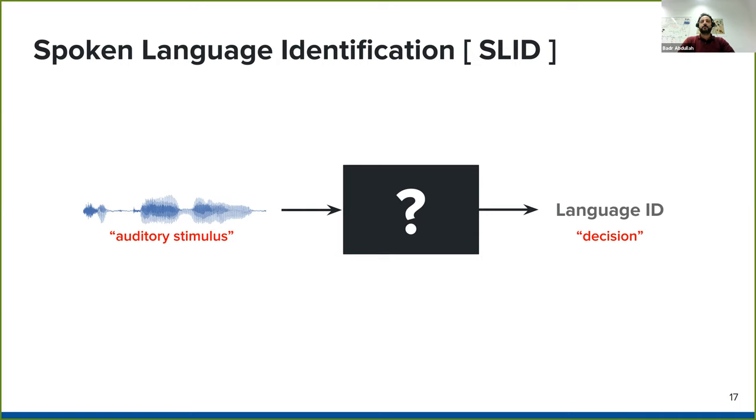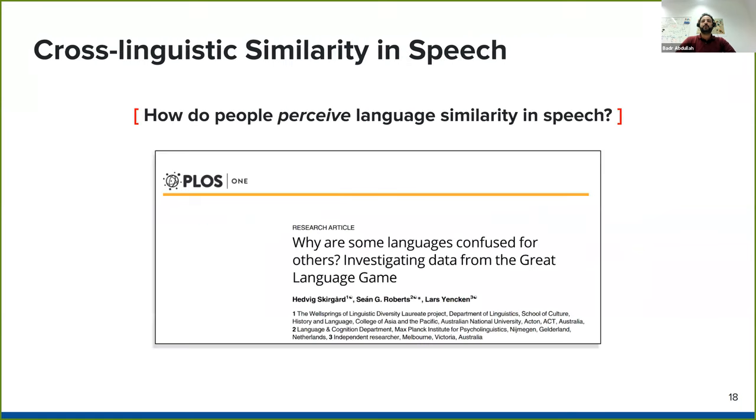And this is a task that some humans are also interested in. We always like to think, oh, I hear some random speech, I guess they speak that kind of language. And there's actually a very cool paper that tried to analyze exactly this. This paper is about why some languages are confused for others.